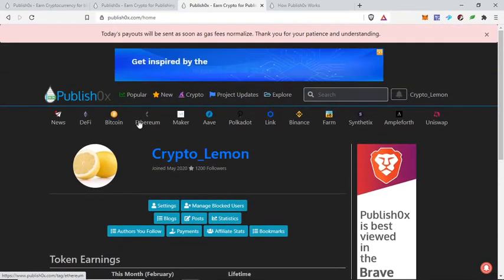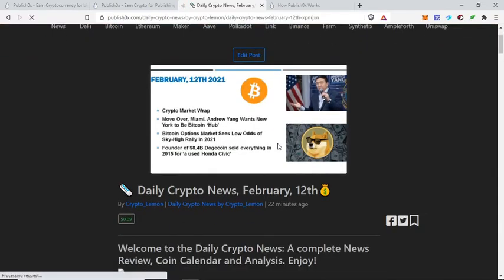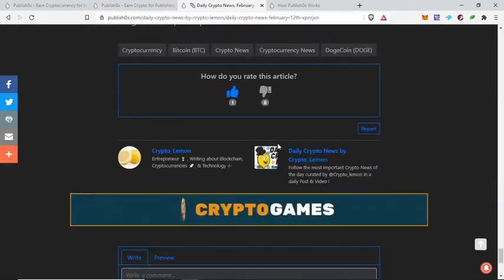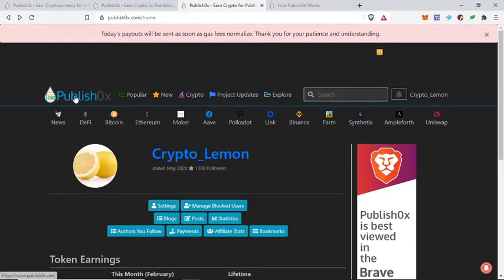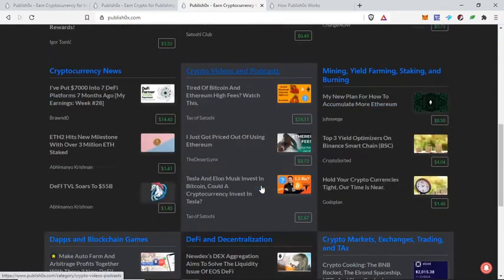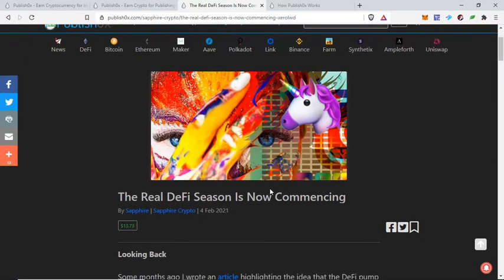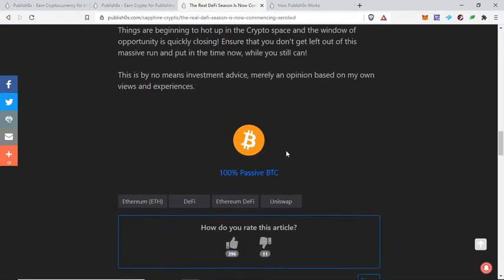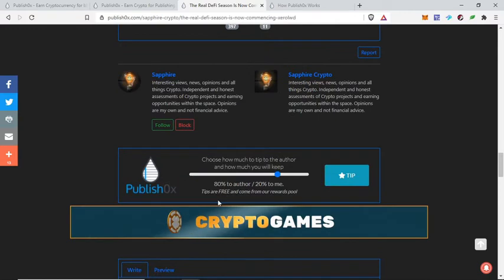So how to earn? Like I said, you can either write articles like I did. For example, I just published one today, my daily crypto news, and some people have already rewarded it. You can see it's earning 9 cents at the moment. But you can also just go into the main page and say, I'm interested in DeFi, and look at something. For example, this article from Sapphire, The Real DeFi Season Is Now Commencing, so you can read it. If you think the article is interesting and you liked it, you can like or dislike it. And after, you can tip the author.